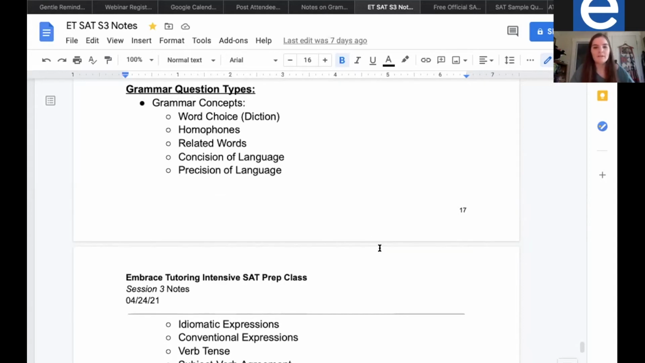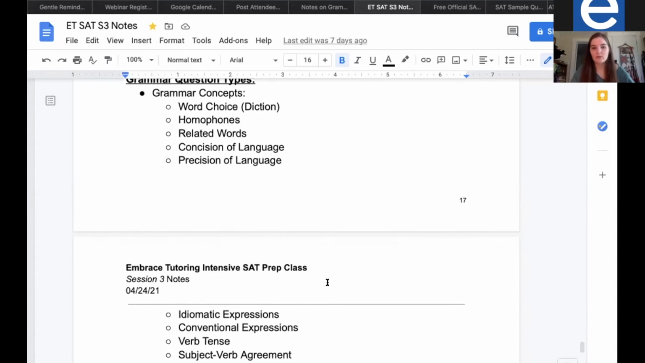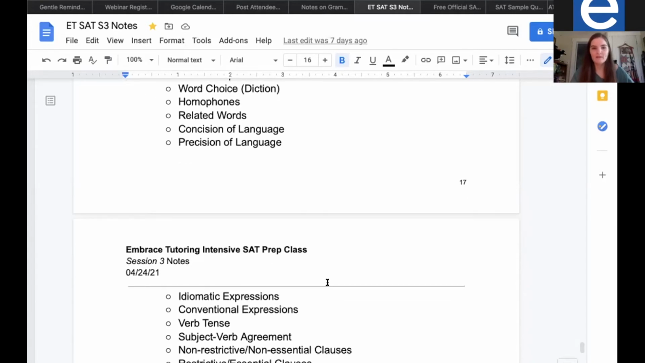All right, so grammar question types. There's a lot of grammar on this test. So there are things like word choice, which is basically diction. It has to do with how we use language, what a word means, how we're using it, if it has any implied meanings, how it's evolved over time. So diction is more complex than just simply word choice, okay?